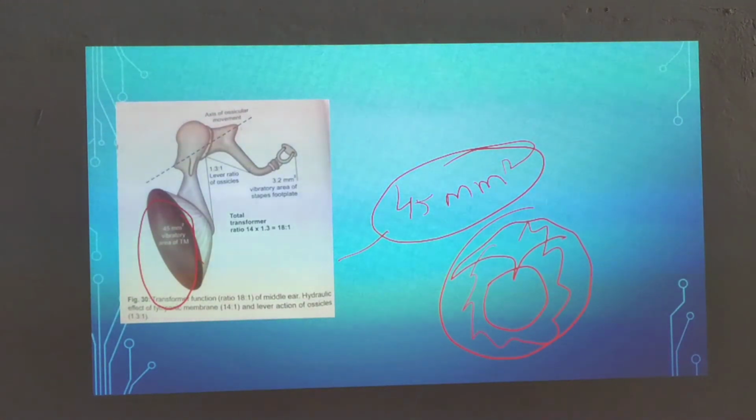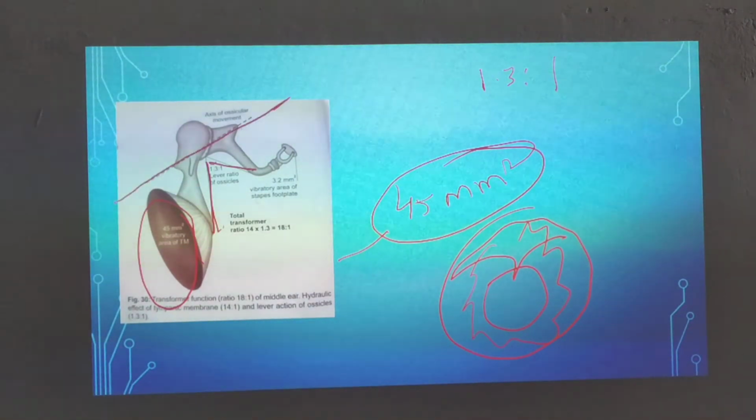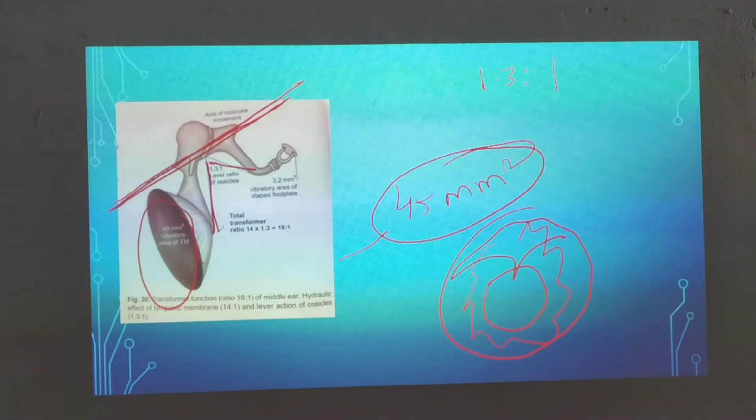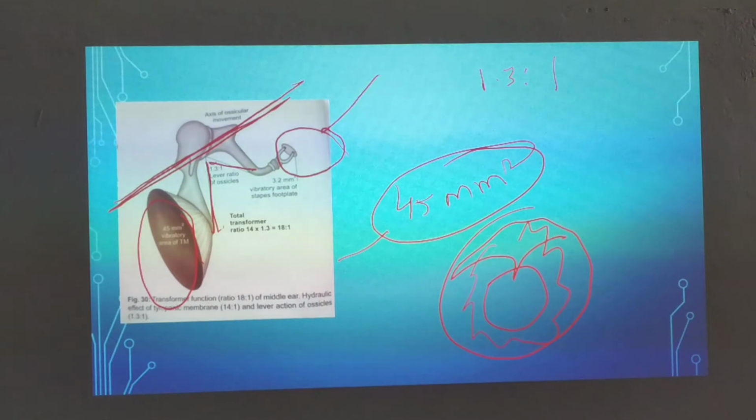So what is the ratio that you are having here? So the lever ratio, what is it that you are getting? 1.3:1. 1.3 is to 1. So this is the movement, as you have seen in the morning already. This is the movement plane. Okay. And what is the vibratory area of the stapes footplate?